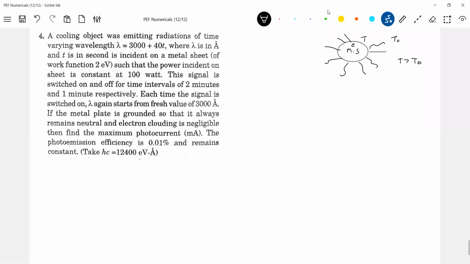Temperature decreases, and according to Wien's displacement law, lambda T equals a constant. So as the temperature decreases, T decreases. Now what do you expect for lambda? Lambda should increase. So the wavelength emitted by that particular object, a cooling object, will keep on increasing with time. And that's what the variation is showing here.